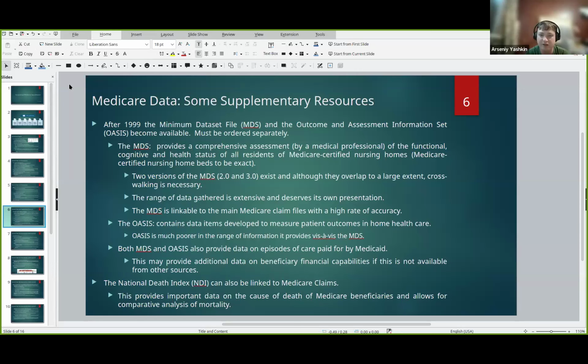So very extensive range of data, deserves its own presentation. I'm not going to spend time on it here. And it's linkable to the main Medicare claims files with a very high rate of accuracy. And since you have the NLTCS survey to cross-reference, you're going to get pretty much perfect accuracy here because you can always get them back to the SEEK number of the survey respondent. Same thing for OASIS. It's a much less detailed version of the MDS that's calibrated for home health care, but you get a lot of information from the OASIS.